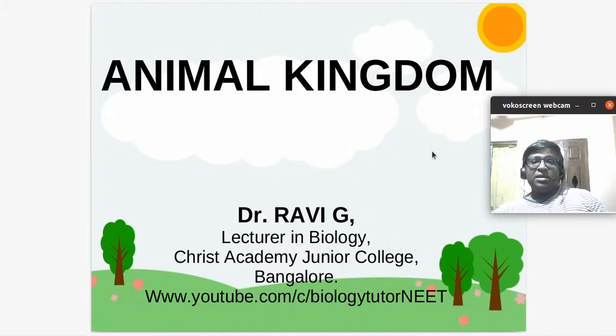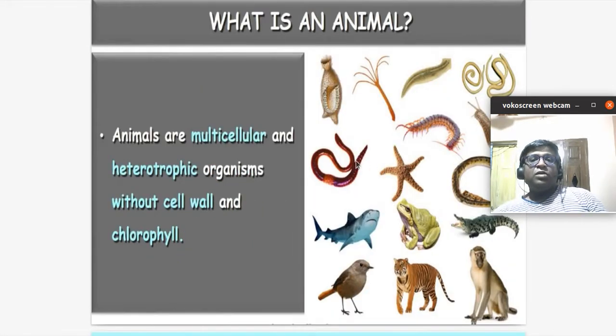So let us proceed with the topic, that is the animal kingdom. So what is an animal? Animals are multicellular and heterotrophic organisms. That is, they cannot synthesize their own food, whereas plants can synthesize their own food. They do not have cell wall, neither do they have chlorophyll. Chlorophyll is absent, so they cannot undergo photosynthesis, nor can they synthesize their own food.